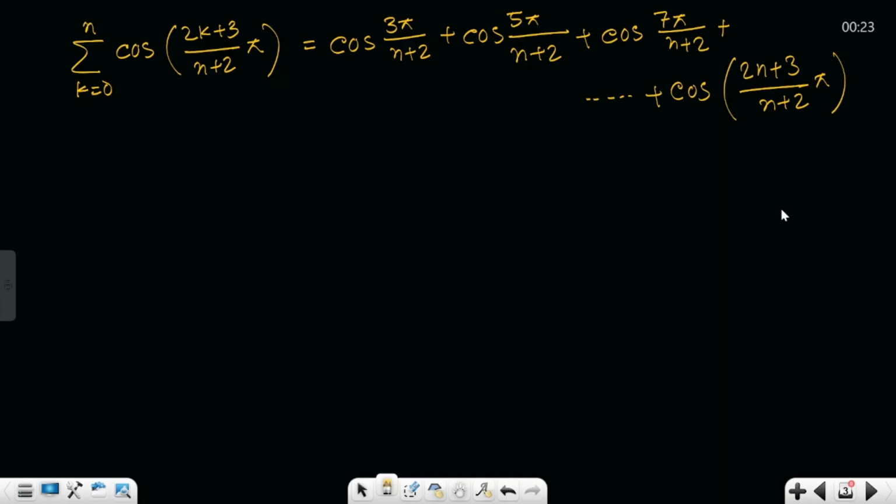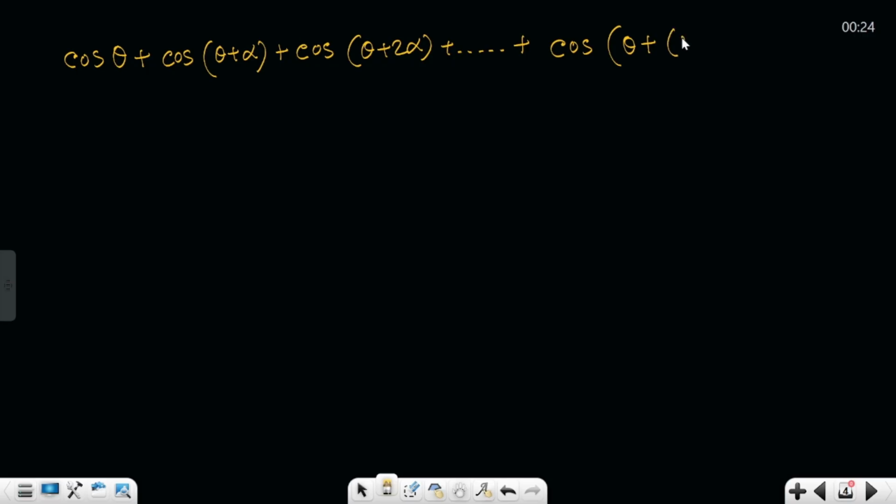Now you can see that the angles here are in AP series, where the common difference is 2 pi upon n plus 2. For this type of cosine series, we know a formula. Let me write it here. If there is a series like cos theta plus cos of (theta plus alpha) plus cos of (theta plus 2 alpha), continuing to cos of (theta plus (n minus 1) alpha), how many terms are there in total? There are total n terms. So we can write this series as sine of n alpha by 2, where alpha is the common difference in this series.